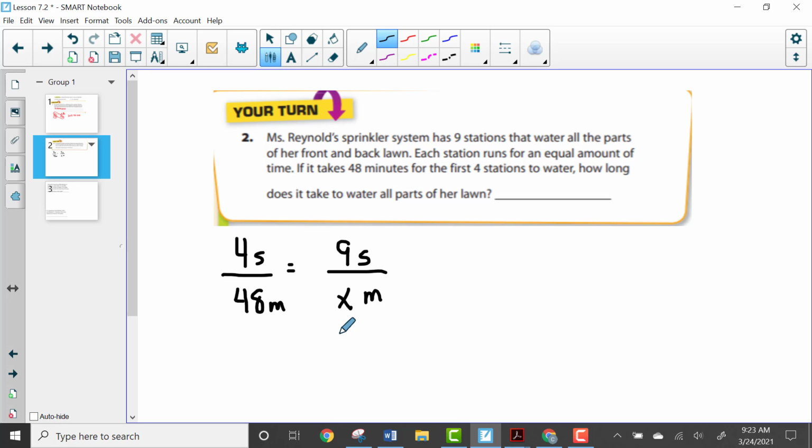So the first thing you do, you want to cross multiply 9 times 48. Why do you do 9 times 48? Because you can't cross multiply anything by 4 because there's nothing to cross multiply with. So we take 9 times 48.